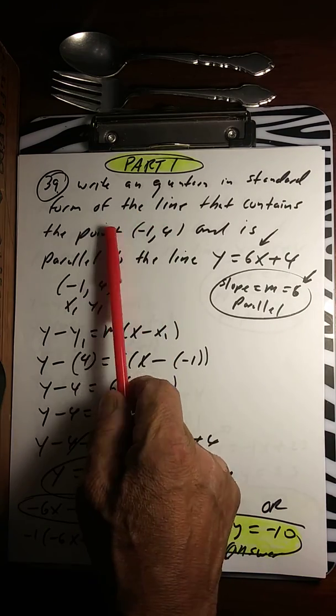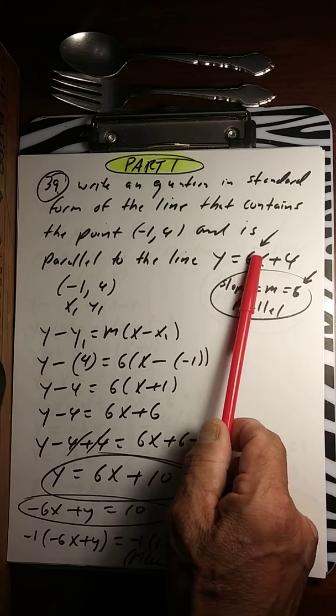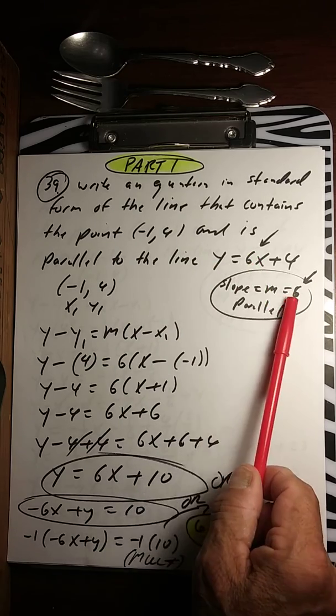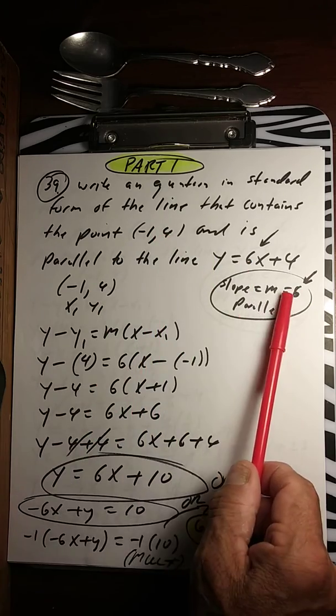Write the equation in standard form of the line that contains a point and is parallel to this. Parallel means that the slopes are the same, so this one's going to be 6. That's to be parallel to that. So we have a point, we have a slope, put it in there.